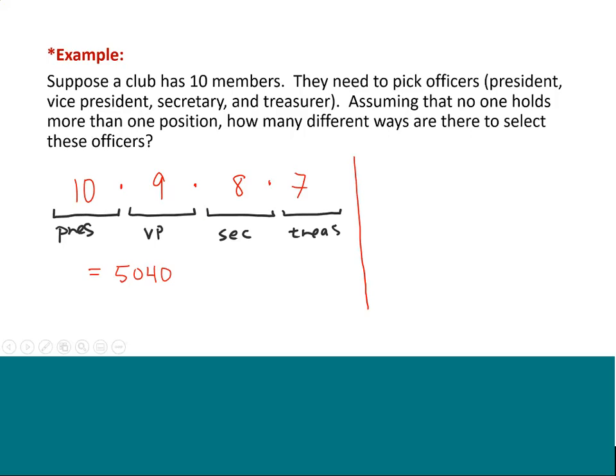So this is not the official word. I'm going to give you the official word in just a second. But this is essentially a truncated factorial. In other words, you stopped before you got all of the terms for a factorial. It is called something different. And the thing it is actually called is a falling factorial. So, falling factorial.